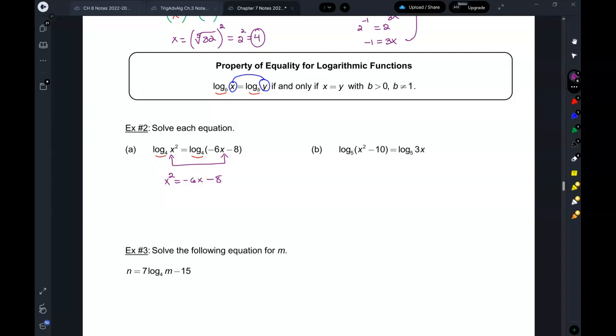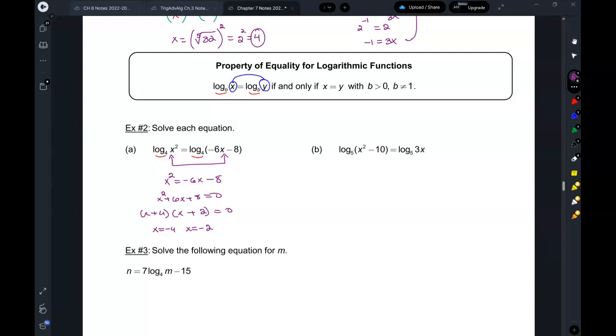X squared equals negative 6x minus 8. And now this is a lovely quadratic equation like in chapter 4. X squared plus 6x plus 8 equals 0. Factor: x plus 4, x plus 2. Now, this is going to be x equals negative 4, x equals negative 2.